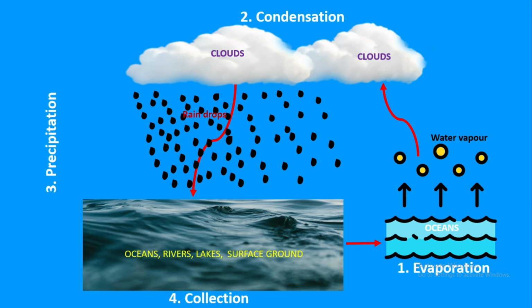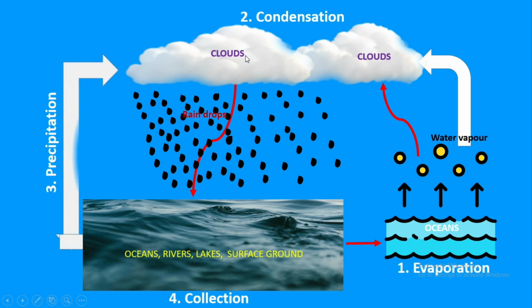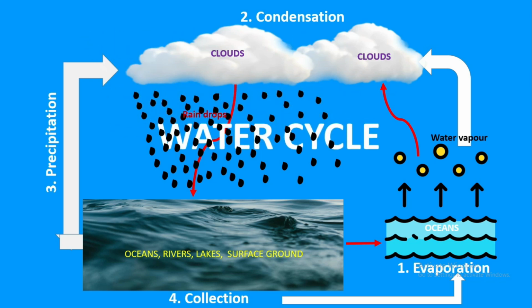This collected water is crucial for replenishing freshwater sources and maintaining ecosystems. The process will repeat after water is collected in the lakes, rivers, and oceans. So, the process is evaporation, and water vapor condenses and forms clouds. The water vapor condenses as precipitation after reaching the dew or saturation point. Moreover, this precipitation is also collected by oceans. So this continuous process is called a water cycle.